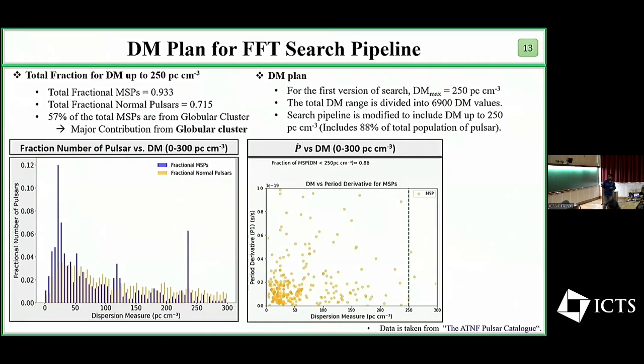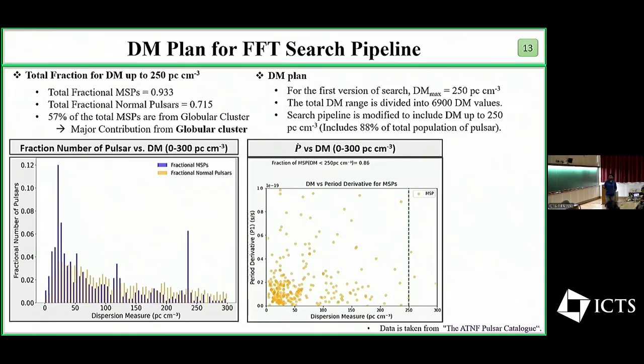So in the FFT-based search, we have enhanced the pipeline by taking the DM value up to 250 parsec per centimeter cube. Why 250? So here on the left side of the plot, you can see the fractional number of pulsars versus DM. The blue bar shows the fractional number of MSPs, and the yellow bar shows the fractional number of normal pulsars. So you can see that if you continue up to 250 DM, it is almost covering 93% of the MSPs and 71% of the normal pulsars. And this bigger bar at around DM 250 comes from the contribution of globular clusters.